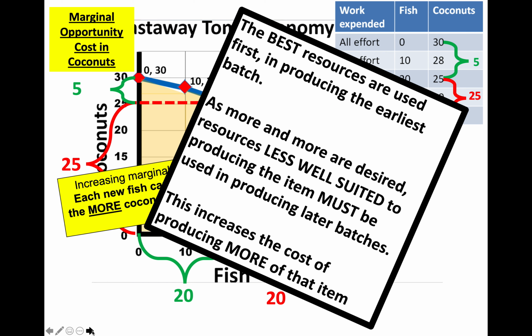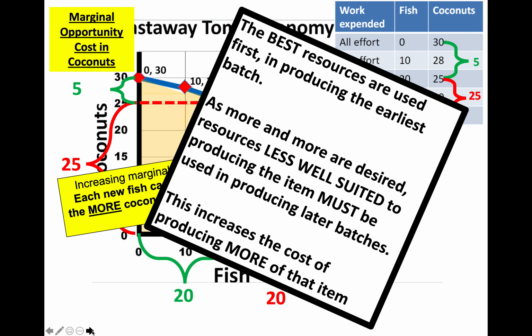Then we looked at the marginal opportunity costs, and we saw that we had increasing marginal opportunity costs because the initial group of fish, 20 fish, would only cost 5 coconuts. But by going to the second group of 20 fish, they had to give up all of their coconuts, and so it cost them 25 coconuts.